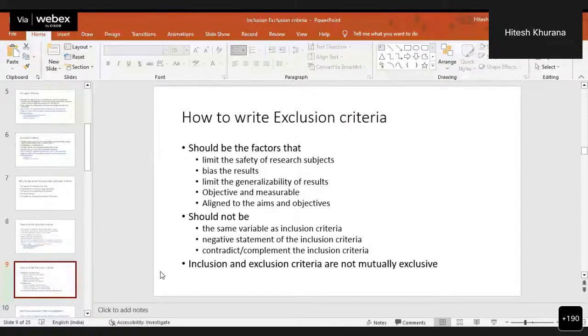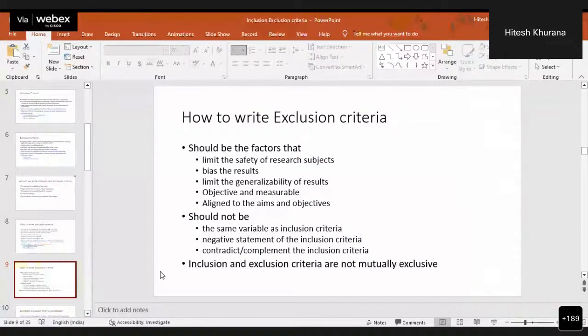And how do we write the exclusion criteria? Exclusion criteria help us in refining our sample population and making it well focused. It's just like if we are purchasing some kind of vegetable from the market, in which there are a lot of adulterations also. There can be adulteration, maybe some rotten kind of stuff in that.